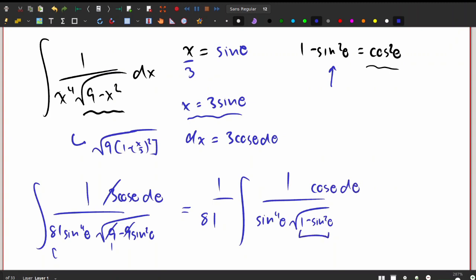Now, because 1 minus sine squared theta is cos squared theta and it's all under a square root, this cosine theta is going to cancel out with the square root of cosine squared. And therefore our integral becomes 1 over 81 integral of sine to the 4th, which I'm going to rewrite as CSC, so CSC to the 4th theta d theta.